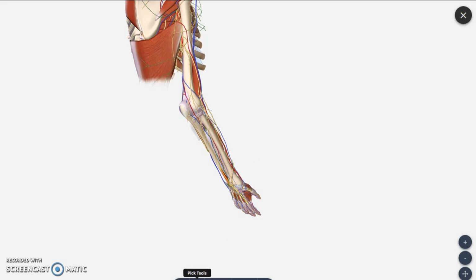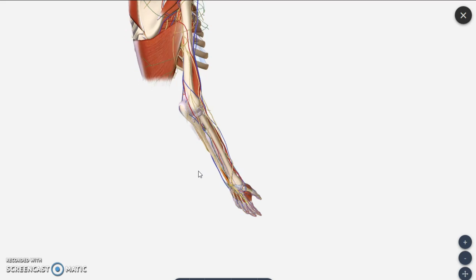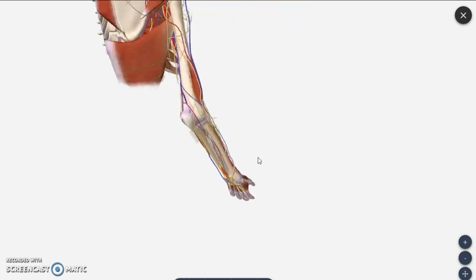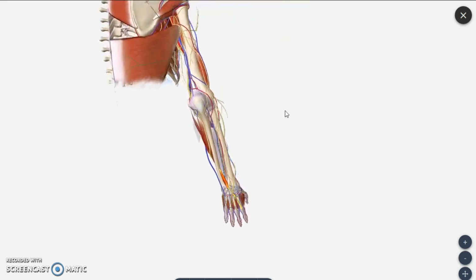You can see the bones clearly here. These are the two bones present in the forearm region.